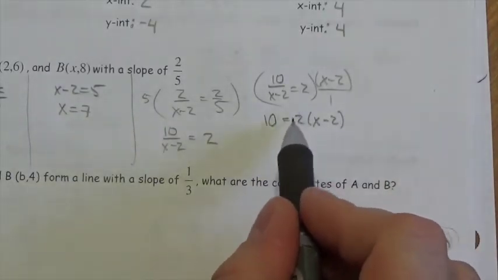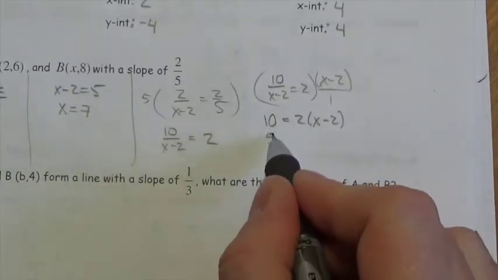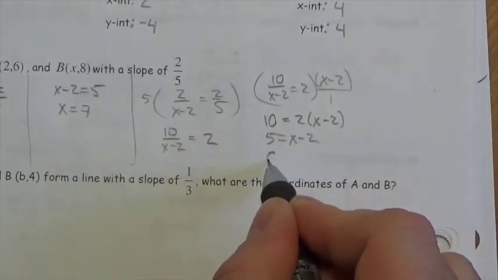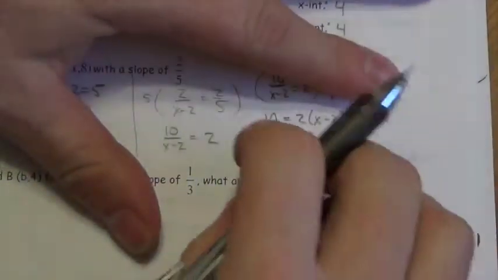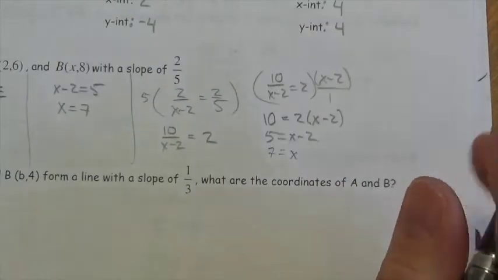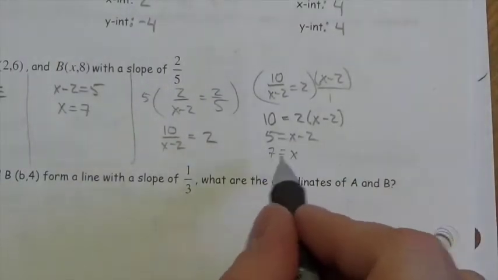Divide both sides by this coefficient here, this leading coefficient. I'll get 5 is equal to x minus 2. And then I will add that 2 over once again to get, oops, sorry, quite honestly, the dog outside distracted me for a moment. X equals 7.